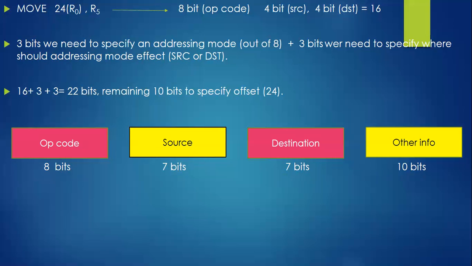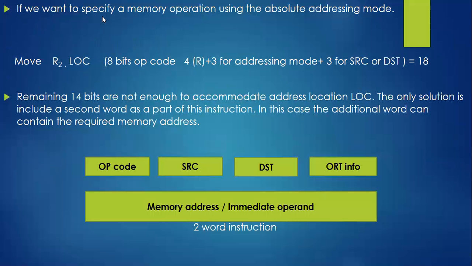But we have a problem. In this instruction, only registers are involved. If we are involving any memory location like LOC, or some such kind of location, then how will it be? We'll see this. If you want to specify a memory operation using the absolute addressing mode, for example, Move R2, LOC. This is the absolute address of a location exactly. This is the fashion of the absolute addressing mode. If this is the case, then how should it be dealt with?